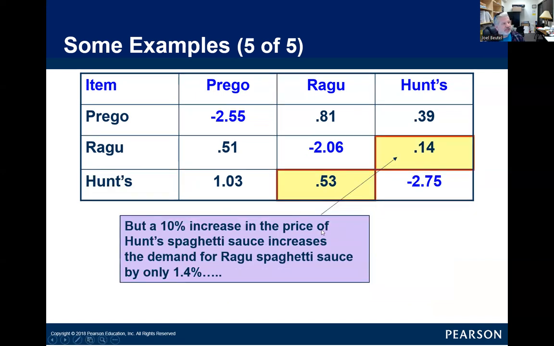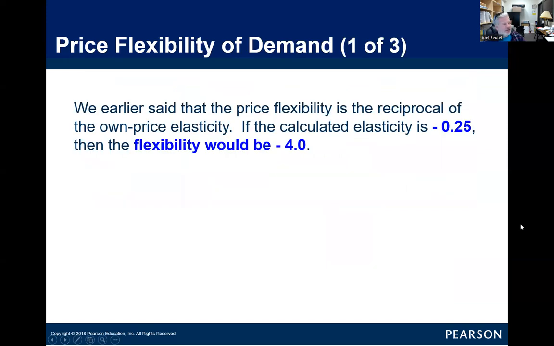But a 10% increase in the price of Hunt's sauce increases the demand for Ragu by only 1.4%. Once again, that makes sense if you realize that Hunt's tends to be the cheaper one, so even if they raise their price, it's still not that much of an increase. What you're really seeing is consumers who view Ragu as more palatable, but they like the price of Hunt's. If Hunt's raised their price, they'd say, I'll just pay the little bit more to go to Ragu. It's worth it to me to change now.